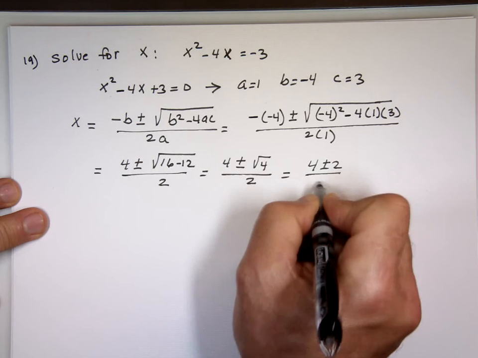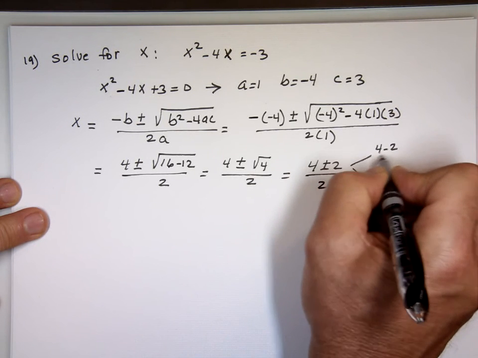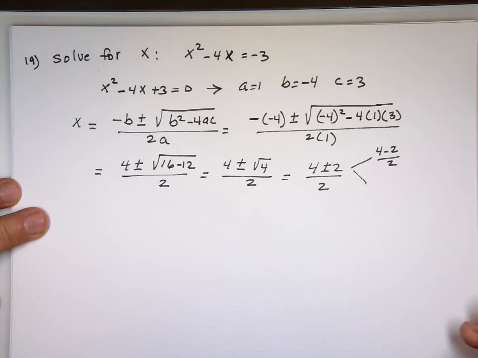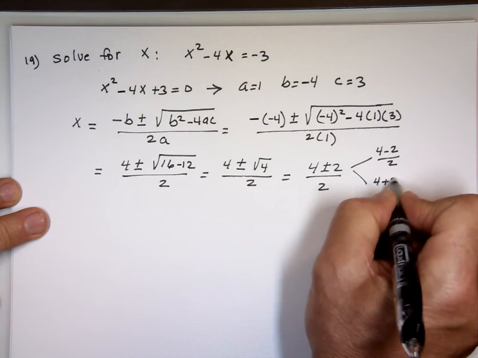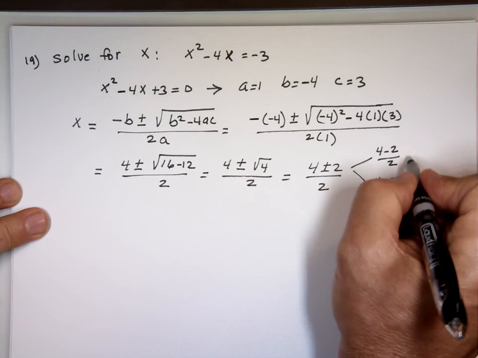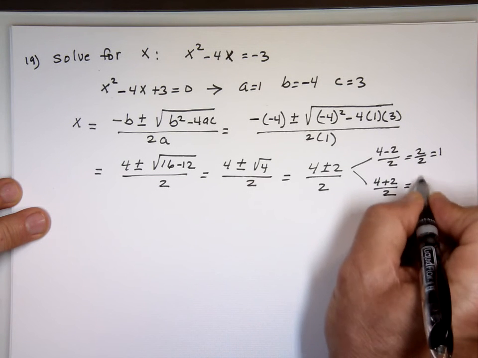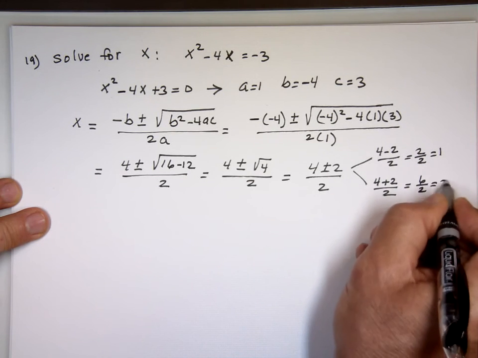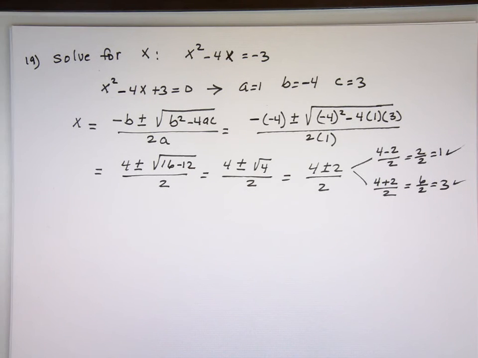So one solution is 4 minus 2 over 2. The other one, 4 plus 2 over 2. That's 2 over 2, which is a 1. That's 6 over 2, which is a 3. So we get 1 and 3. Couple more problems.